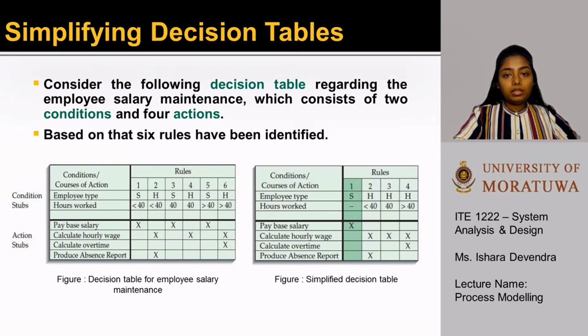By carefully analyzing the decision table, it can be noted that Rule 1, Rule 3, and Rule 5 can be combined together. In other words, for all the cases where the employee type of a particular employee is S, then irrespective of the hours worked, the action to be performed by the system should be pay-based salary. Therefore, the above decision table can be further simplified by combining Rule 1, Rule 3, and Rule 5. This is how we can simplify the decision table. So the simplified decision table is also shown here.